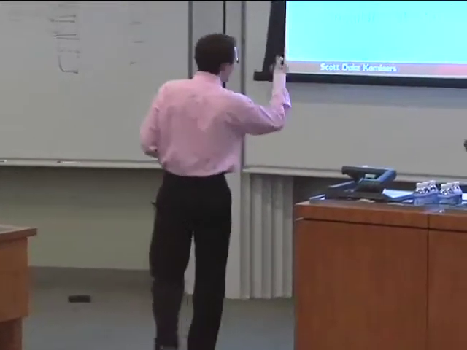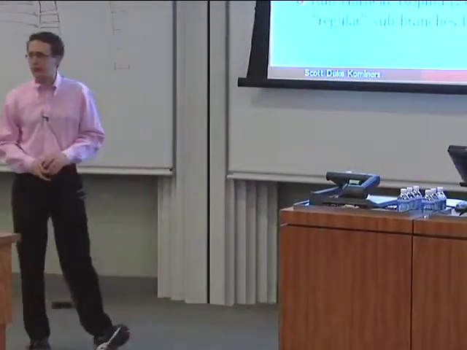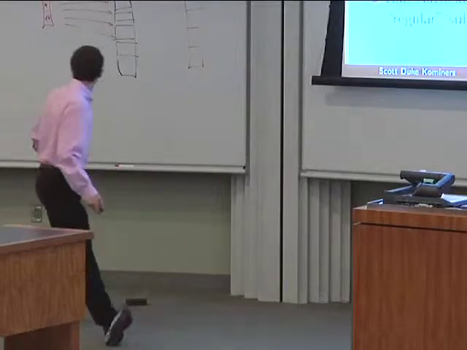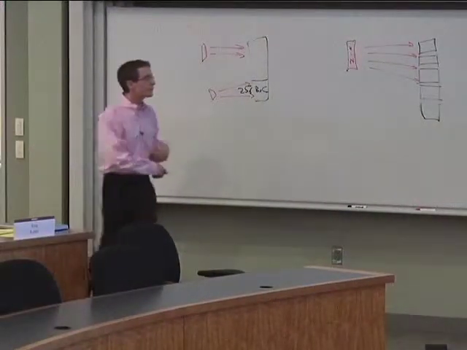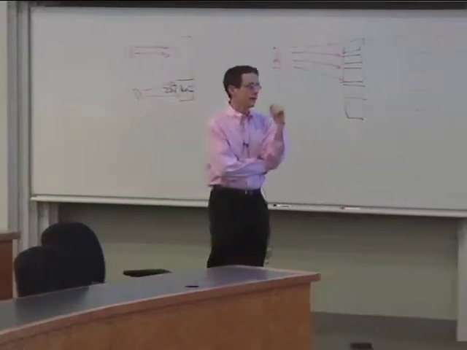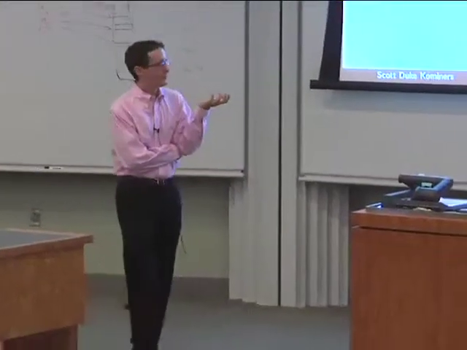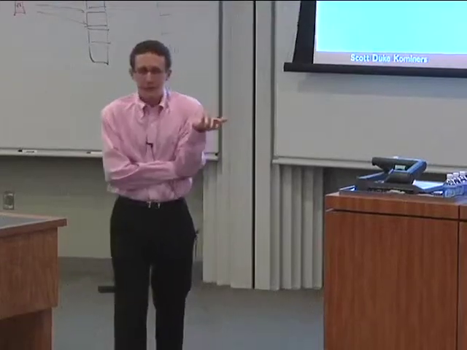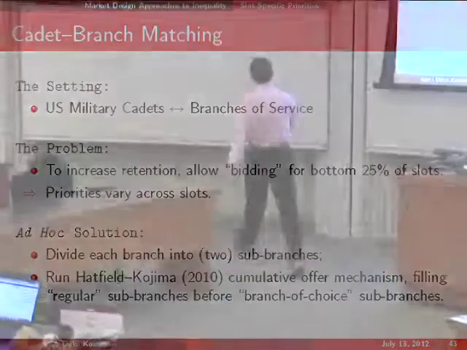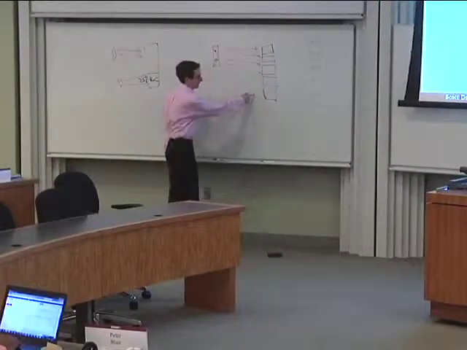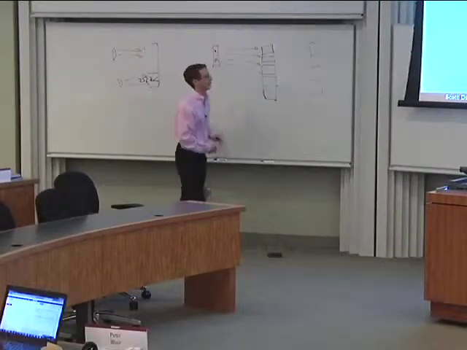Okay. Very quickly, not going to belabor this. Cadet branch matching has the same structure, as I said. So we again have these different priorities across slots. So what do we do? We're doing matching where the priorities vary across slots, and they might vary in weird ways. Cadet branch matching you could think of as a type of student aid. It would be the same as if I made it so that down here, the minorities were allowed to bid that they'd take less financial aid to come to the school or something like that.